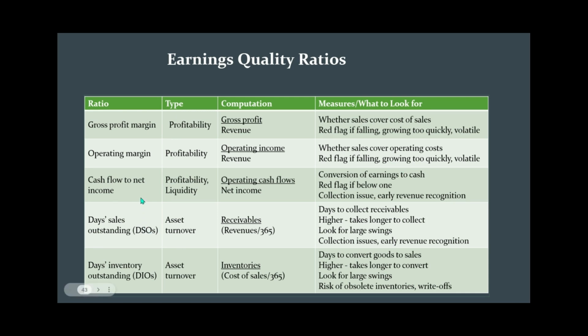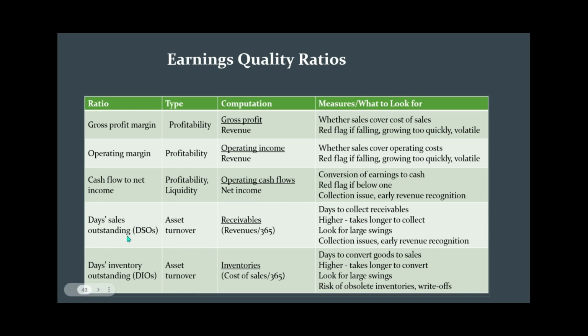Cash flow to net income. This is both a profitability and a liquidity ratio, and it's computed as operating cash flow over net income. This measure tells us whether the company is converting earnings to cash in a timely manner. The red flag is if this ratio is below 1, and this could suggest the company is having issues with collecting its receivables, or it could be a sign of early revenue recognition. That is, the company is recognizing revenue before it has actually met the criteria to recognize revenue.